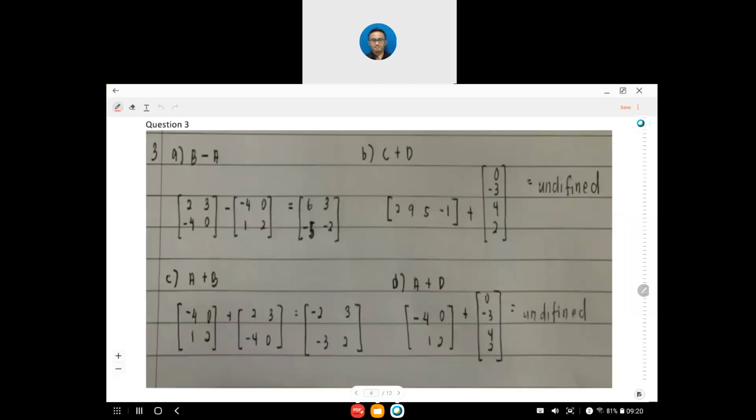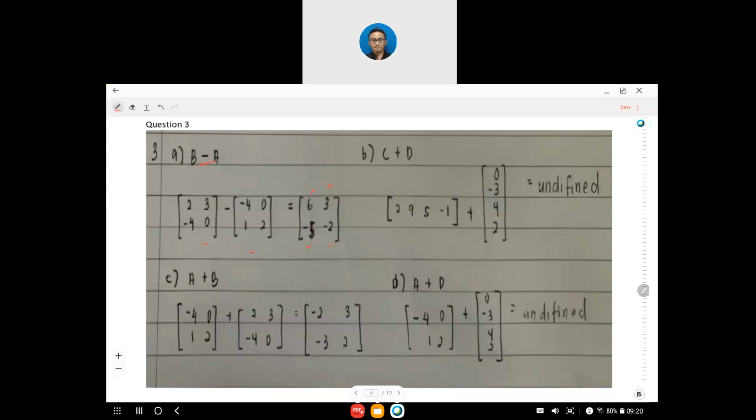Okay, next, look at question 3. Perform the indicated matrix operation if possible. So this one is also the same thing. You want to find matrix B minus A. Same as question 1 just now, only the values of the matrix are different. So for B minus A, the size is equal. So you can get 6, 3, negative 5, negative 2.